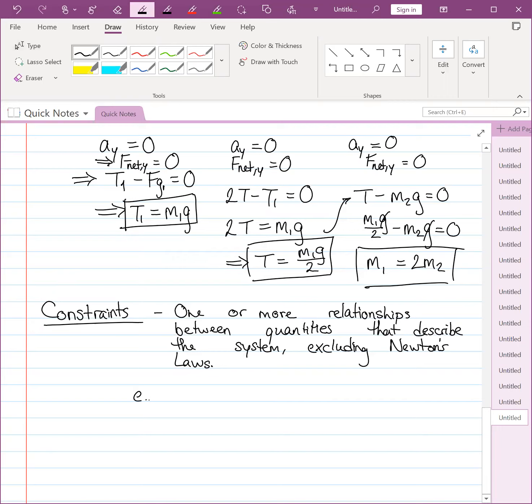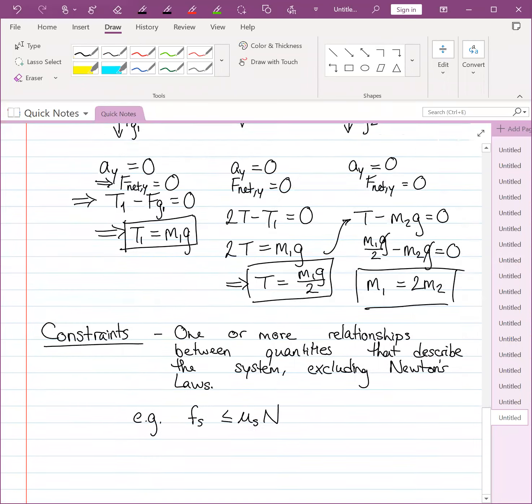One constraint, by the way, that we've run into already is the constraint that tells us about the magnitude of the static friction force. It tells us that the maximum possible value that the static frictional force can be is equal to the coefficient of static friction times the normal force. That's an example of a constraint. In this case it's an inequality, but it's an equation that doesn't come from Newton's laws, but still influences the system itself. It still describes the relationship between two quantities in the system. So this would be a good example of a constraint.